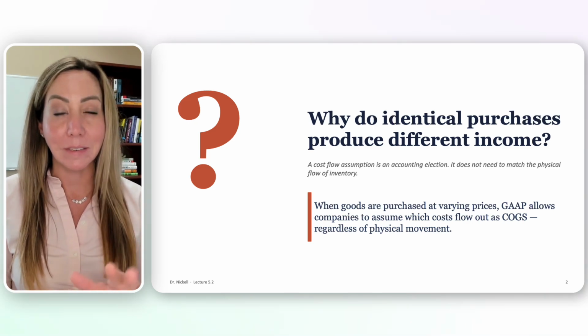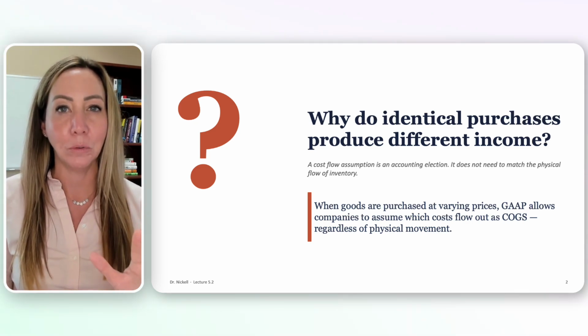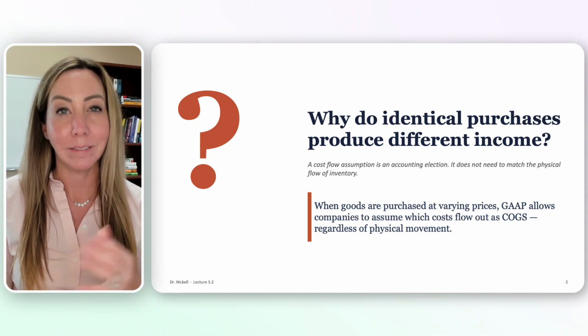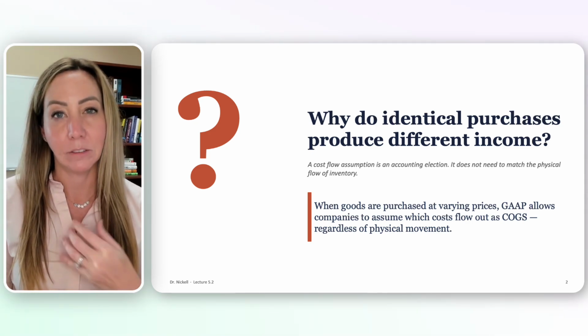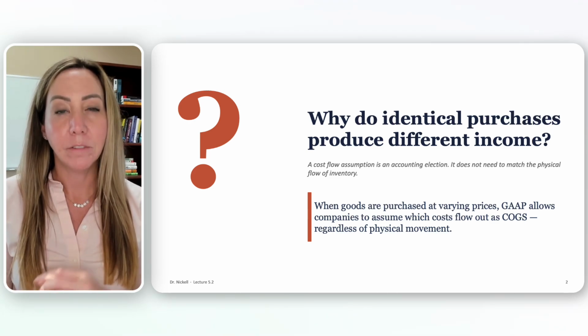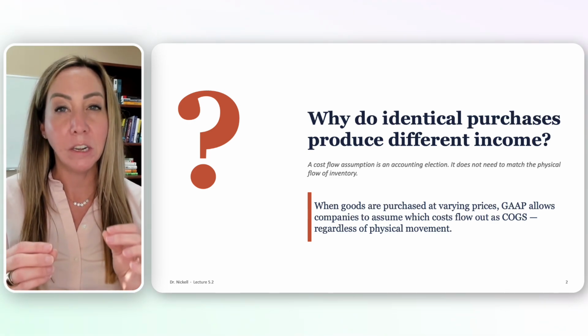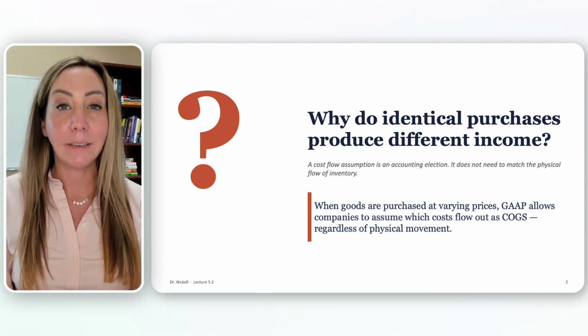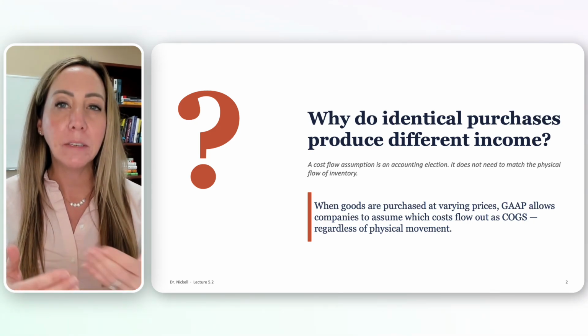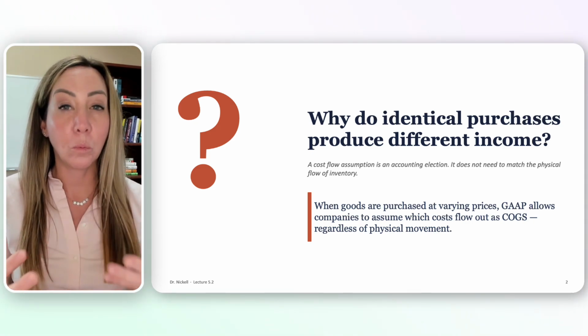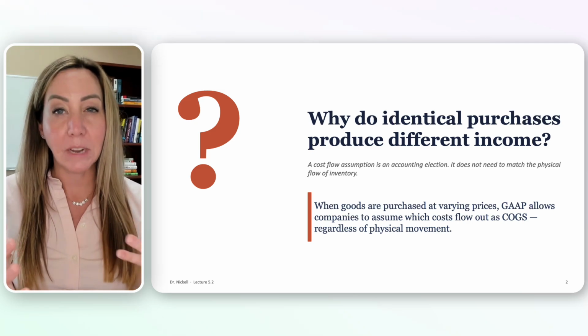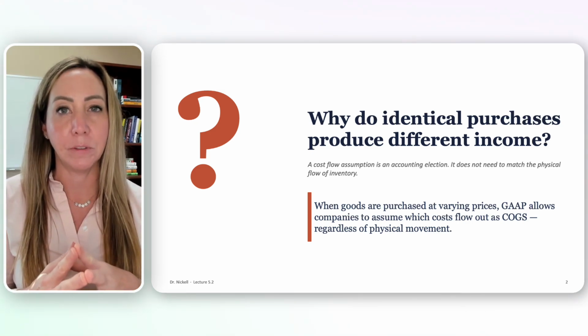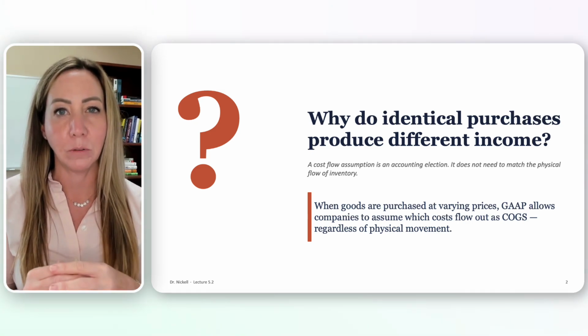But most businesses have thousands of identical units. A grocery store selling canned goods, a hardware store selling bolts, a clothing retailer selling hundreds of the same shirt. For these companies, tracking each individual unit is impractical. GAAP's solution: allow companies to assume a cost flow, a rule for which costs flow out as cost of goods sold regardless of how the physical goods actually move through the warehouse.